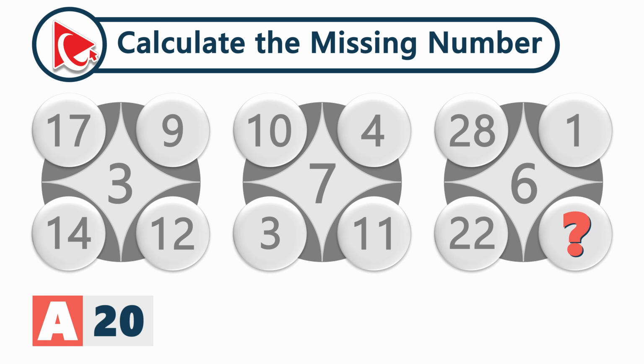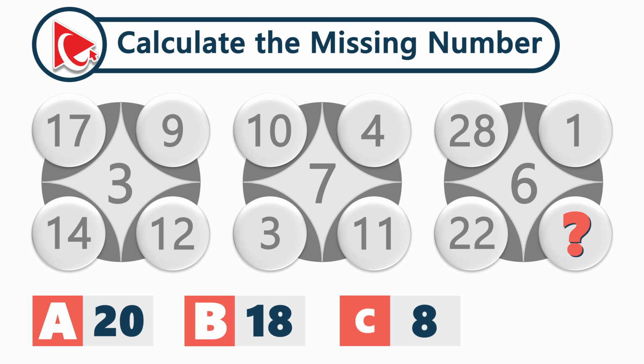Choose A, 20, choose B, 18, choose C, 8, and choose D, 7. And just like on the real test, I'll set a timer for you to solve it. Let's begin.